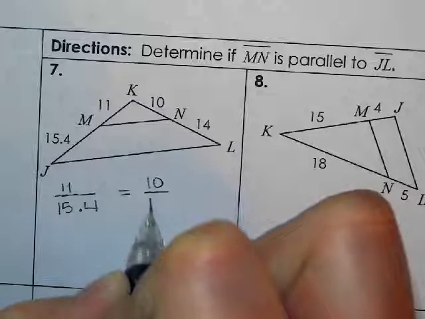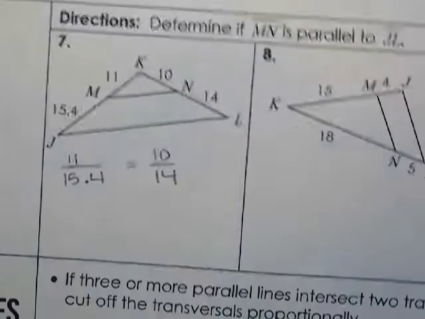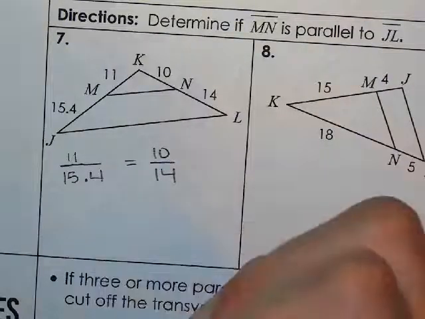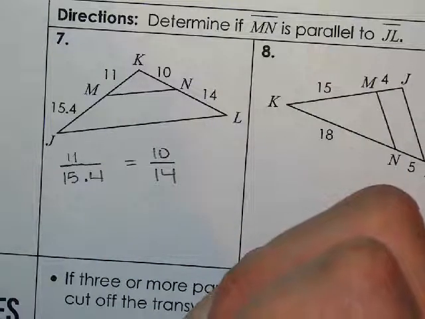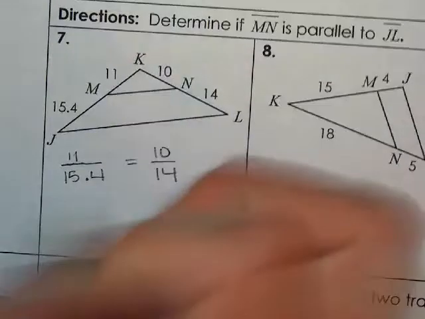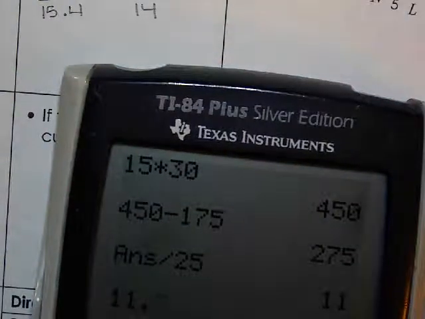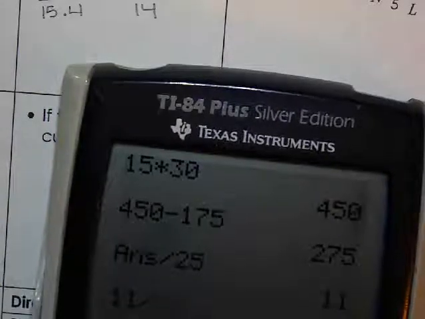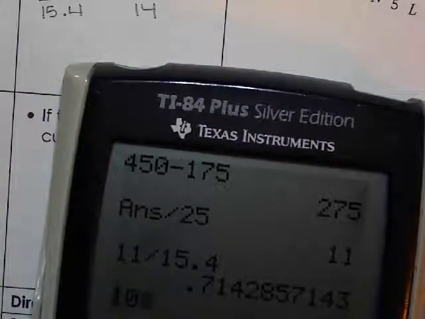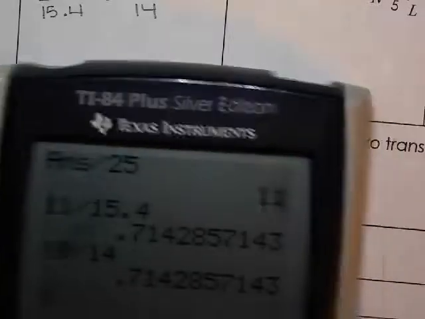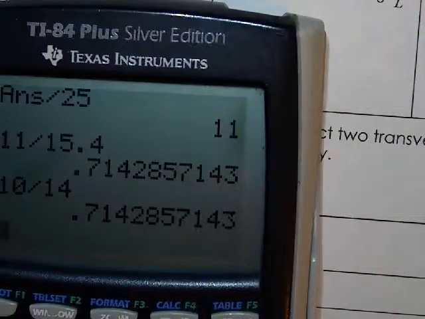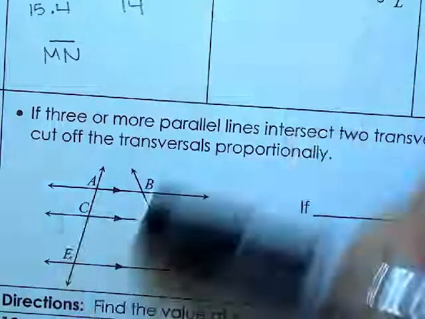You don't want to bring back those memories? Okay, those were not bad. I mean, we did proofs around those times, but this is going to be easier. Because remember, when we set up their proportion, all we have to do is compare the decimals. So we're going to do 11 divided by 15.4, and we're going to do 10 divided by 14, and then we're going to say what? What's our conclusion? They are parallel. So determine if MN is parallel to JL, and we're going to say MN parallel to JL. Yes.